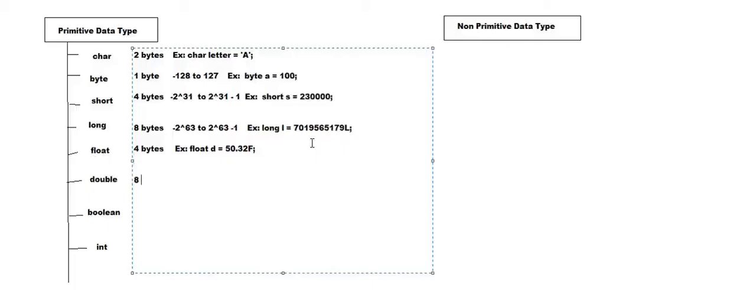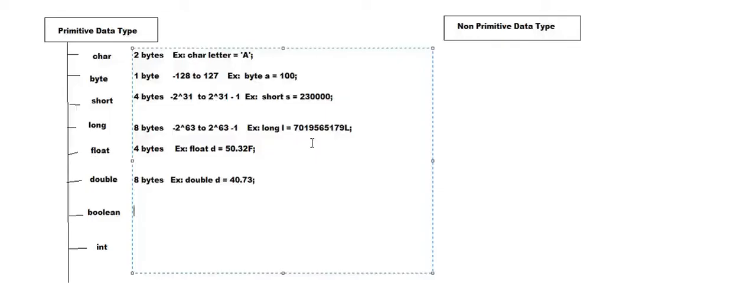And double, double size is 8 bytes, and an example is double d equals to 40.70 or 43. Here we need not add any d at the end. That's why most of the people use double instead of float, because in float we have to give f at the end.